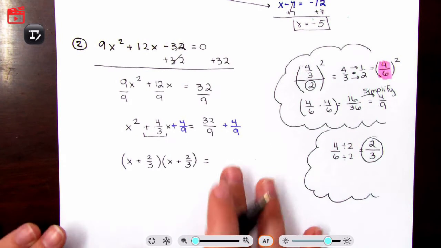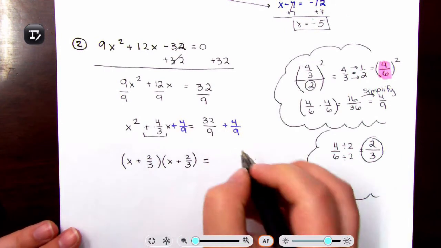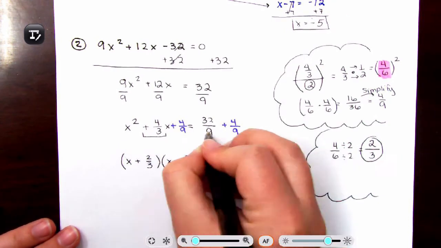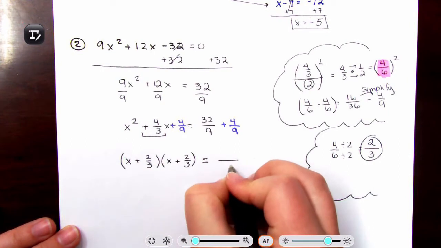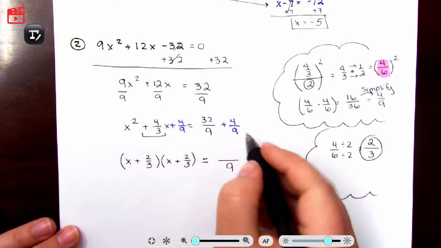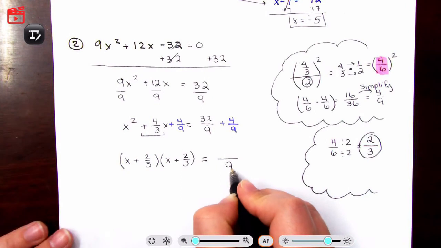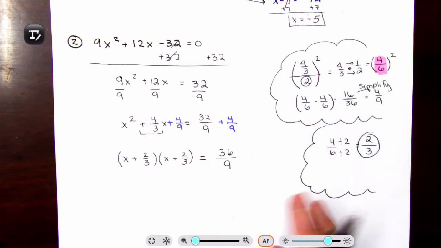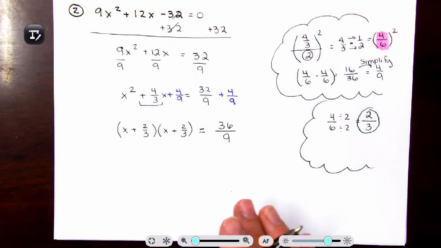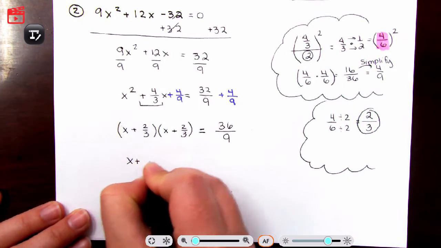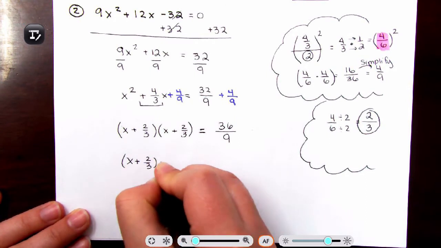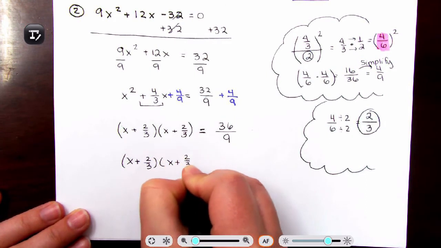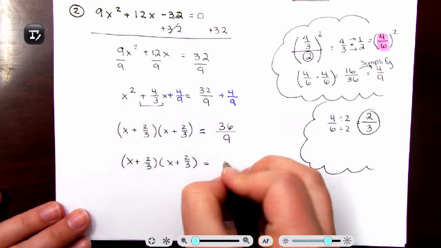And then on this side here, again, don't let this scare you. 9 and 9 have common denominators. So that means when you add fractions, the common denominator stays. So this 9 and this 9 becomes 9. It doesn't change when you're adding. 32 plus 4 is 36. Now you can simplify that one step further. 36 divided by 9, that is 4. So I have x plus 2/3, x plus 2/3, and that's equal to 4.